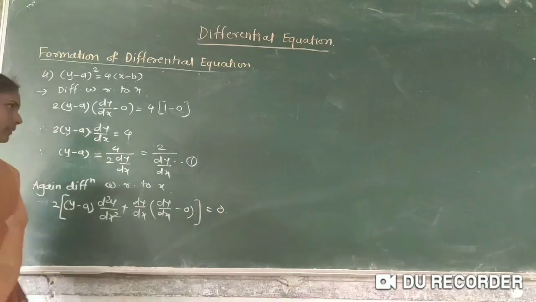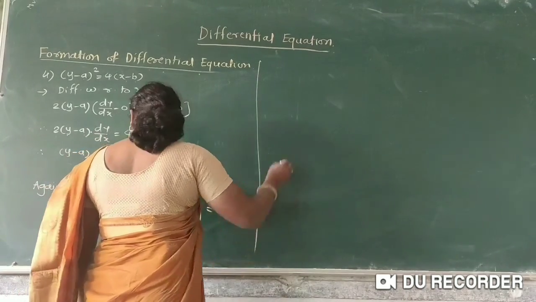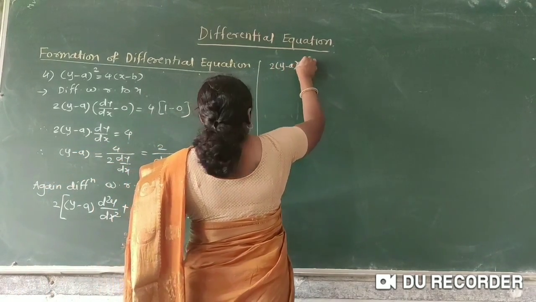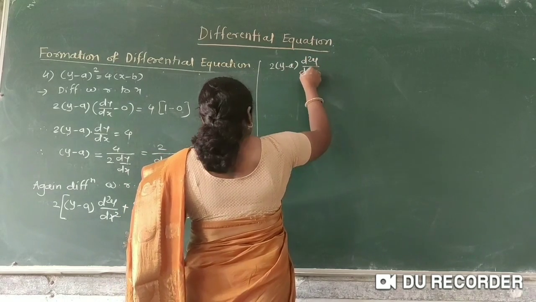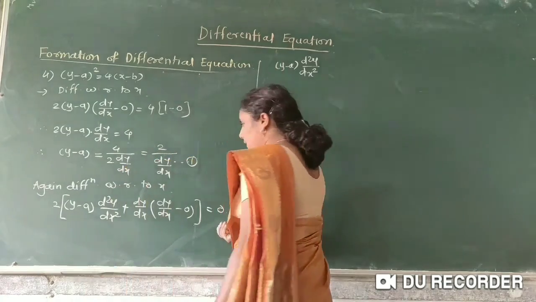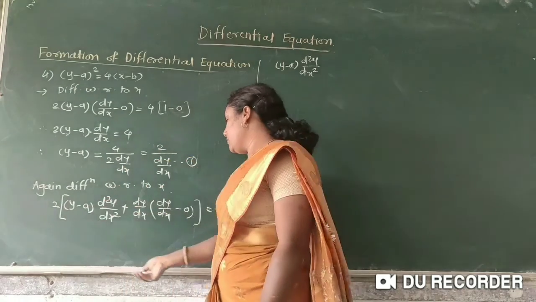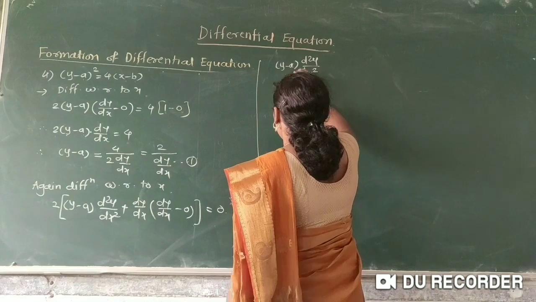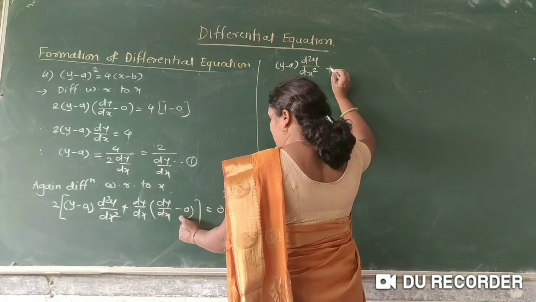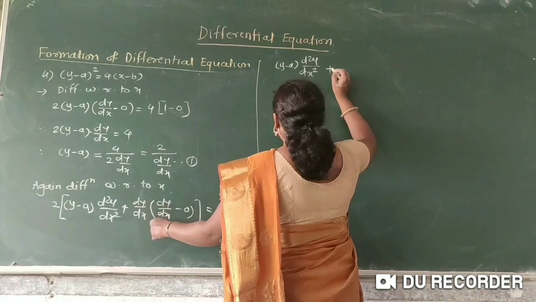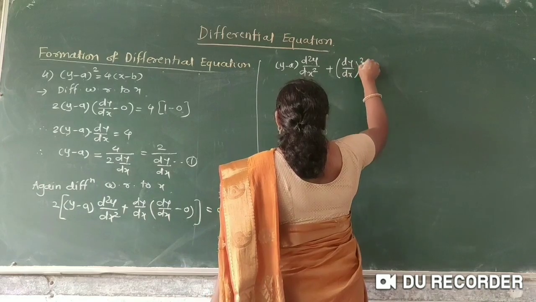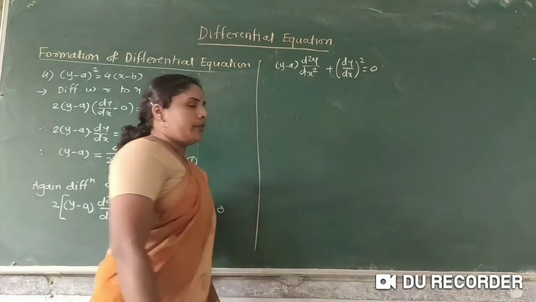Simplify this, we get 2 (y minus a) d2y by dx square. 2 gets cancelled. Here the right side is 0. Therefore, these 2 get cancelled. We get (y minus a) d2y by dx square plus dy by dx into dy by dx, that is (dy by dx) square, equal to 0.